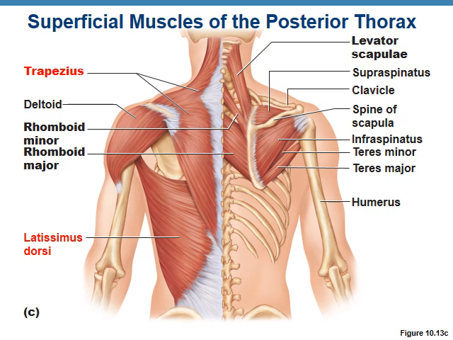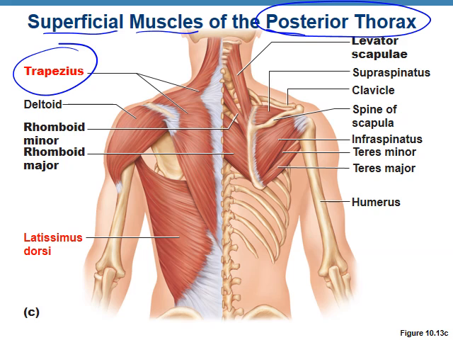Let's look at the superficial muscles of the posterior thorax. So we have the trapezius first. This is the trapezius muscle, and they've removed the other side so that you could see the deep muscles. The trapezius is used if you're shrugging your shoulders or if you're adducting the scapula, bringing the scapula together.